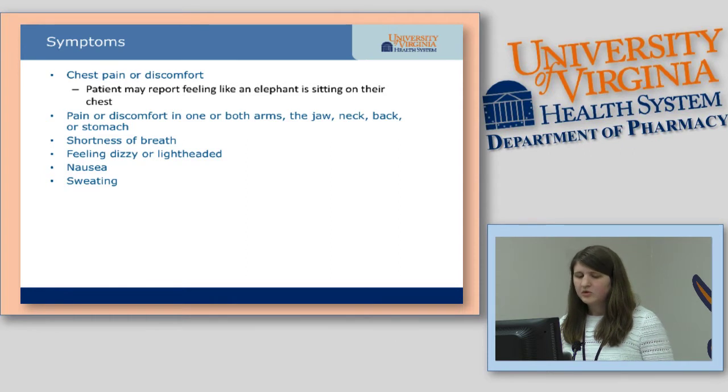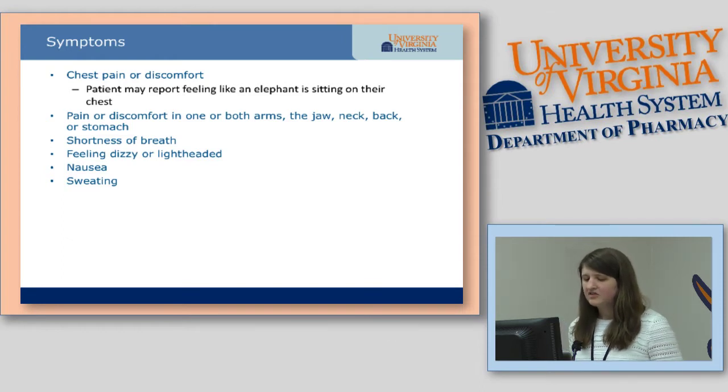Patients typically will present with chest pain or discomfort, and this chest pain is so severe that they may describe it as something very constrictive, even to the point where they feel like an elephant is sitting on their chest. So nothing to sneeze at, very extreme pain and discomfort. Similarly, they may have pain or discomfort in other areas, such as the arms, the jaw, neck, back, or stomach. They may also have shortness of breath, feel dizzy or lightheaded, nausea, and sweating.